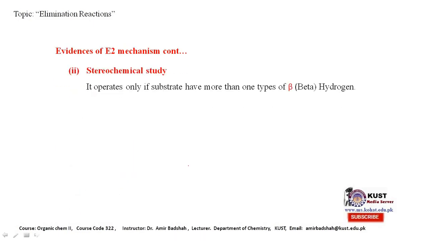The second evidence is the stereochemical studies. Stereochemical phenomena operate only if the substrate has more than one type of beta hydrogen. For example, this is a carbon which has a nucleofuge, and at that position here is a carbon and here is a carbon, and here are hydrogens. Here hydrogen is present and here hydrogen is present too.